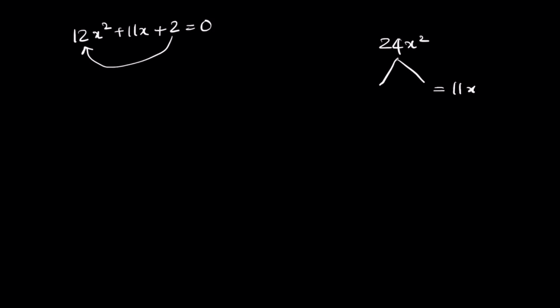So try this problem. The problem is 12x square plus 11x plus 2 equals 0. So notice that 2 times 12 is 24x square. So when you have to split it, you have to get 11x. So try to find the factors and try to solve this problem. So pause the video right here and try to solve this problem.